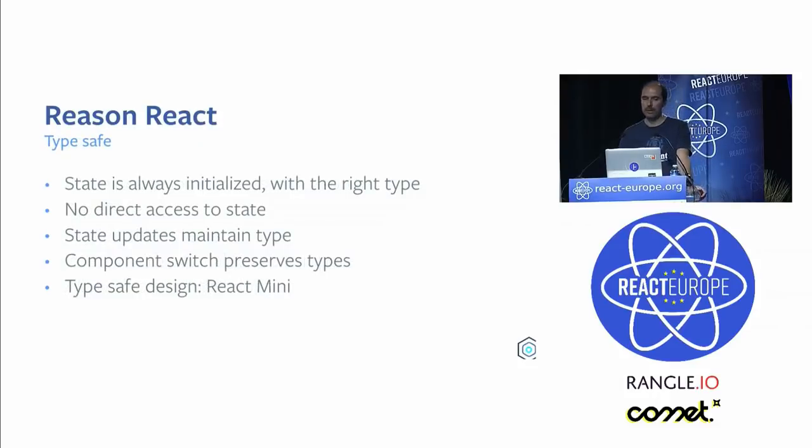So let me dig a little bit deeper into what I mean by type safe. First of all, the state, if it's a stateful component, is always initialized. So you're not able to forget to initialize your state. And perhaps more importantly, there is no way at all to access your state directly. The only way to access the state is when the life cycles give it to you. Right? And so when you update the state, you also have a guarantee that the type is maintained. So you're not able to use a component which thinks it is operating on one type, but instead operates on another one.